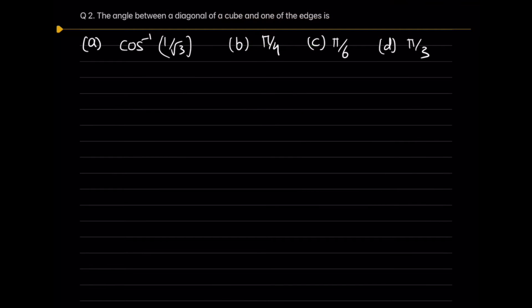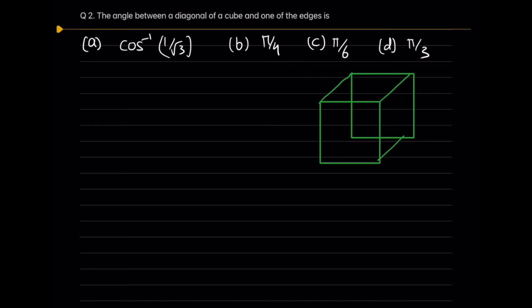In this question, we need to find the angle between the diagonal of a cube and one of the edges. So first I'll draw a rough diagram over here. Let's say this is our cube. Let's assume this as the y-axis, this as the x-axis, and this as the z-axis. Then I can call the common vertex the origin O.